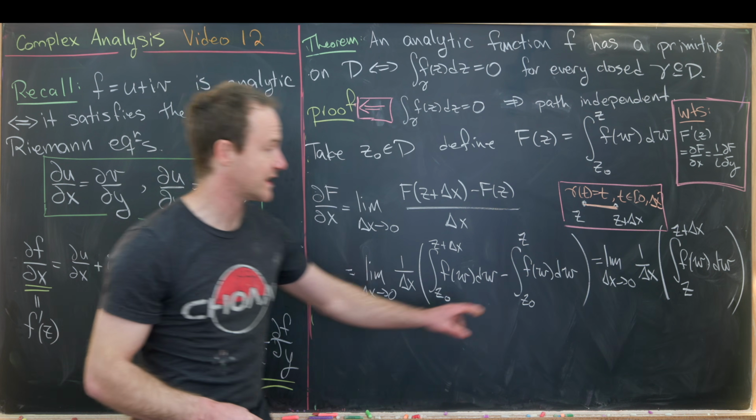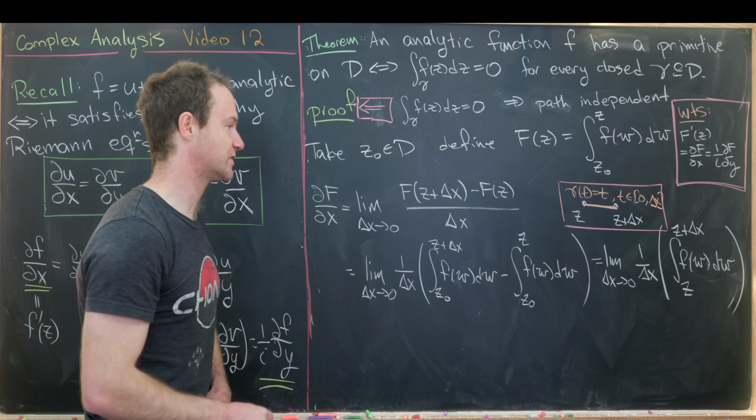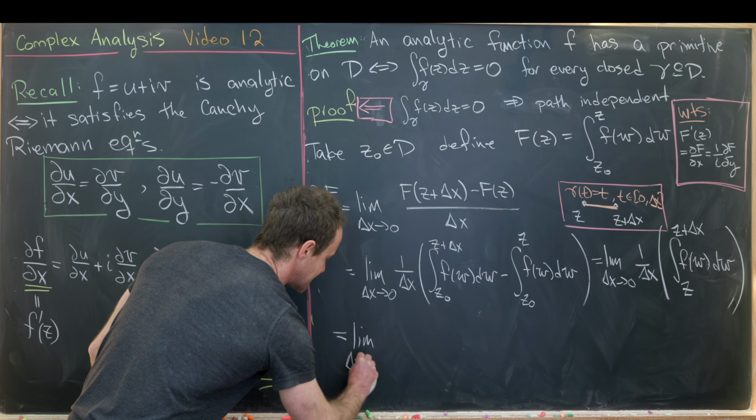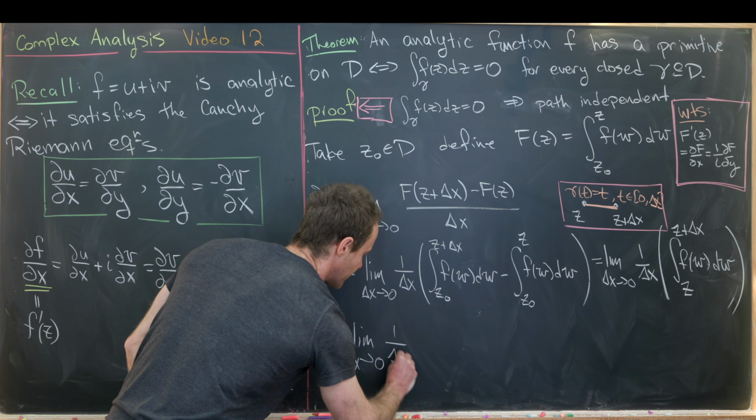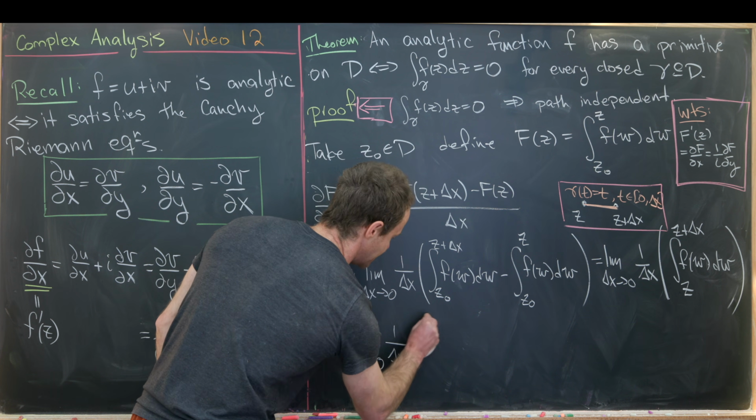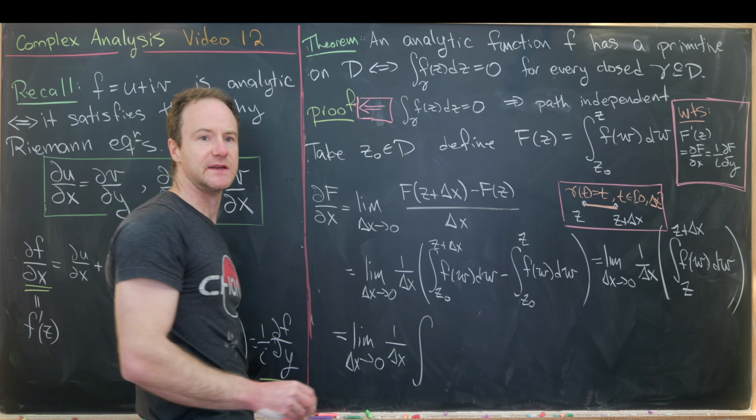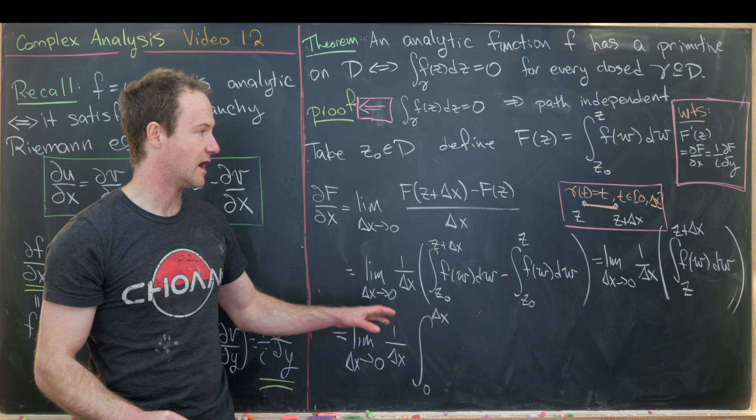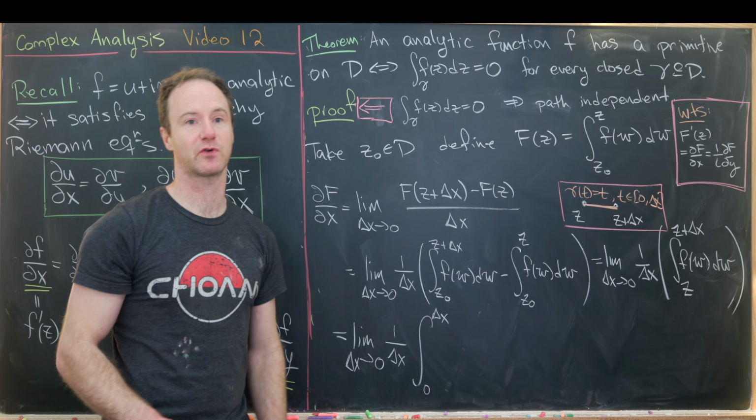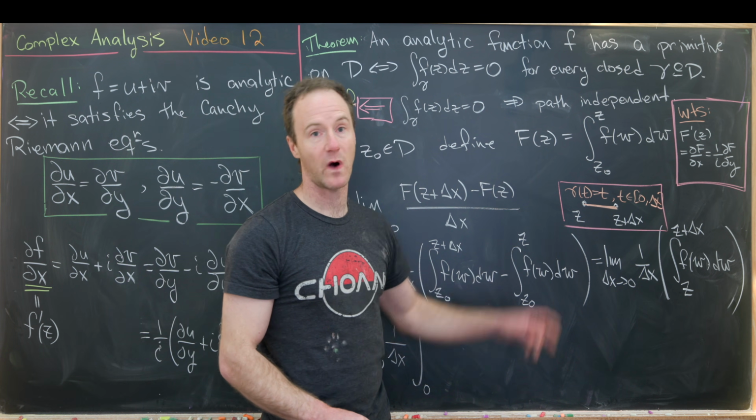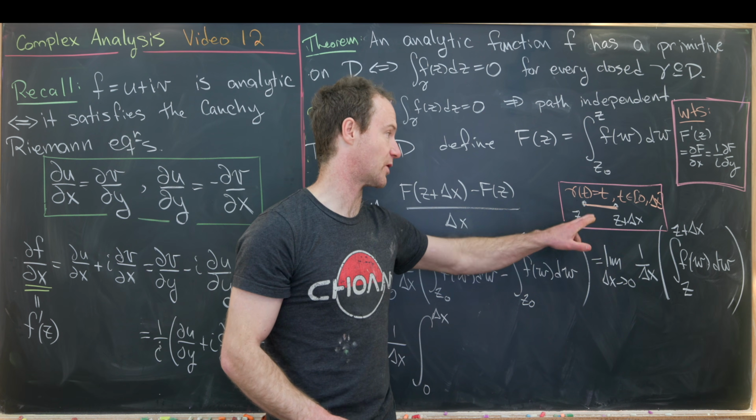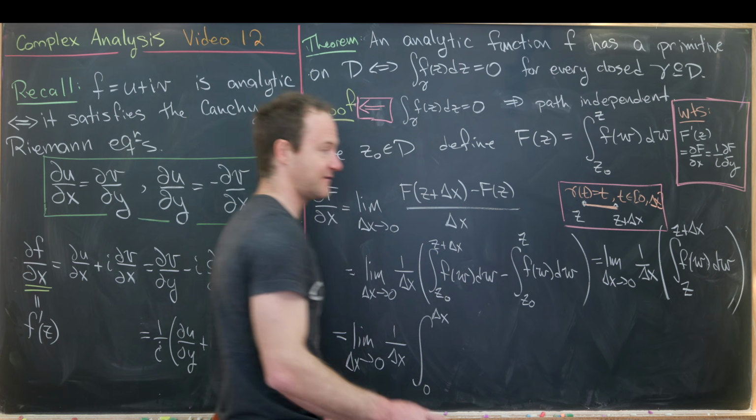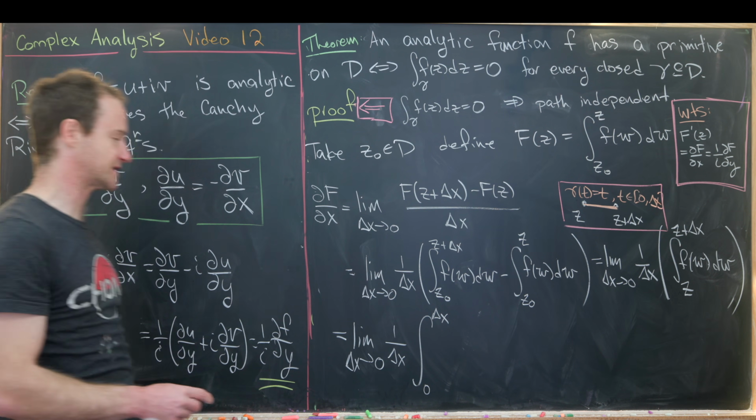But now we can rewrite this integral using the parameterization of that line segment, and that gives us the limit as delta x goes to 0. We have 1 over delta x, and then we'll have the integral from 0 to delta x now of f evaluated at this parameterization. But notice the y part isn't changing, only the x part is changing because it's a horizontal line. And so let's maybe expand f into its real and imaginary parts like this over here.